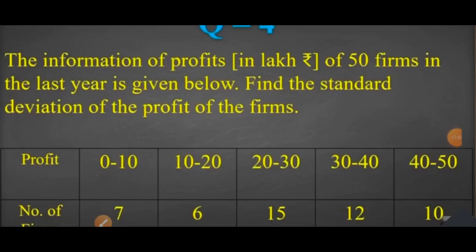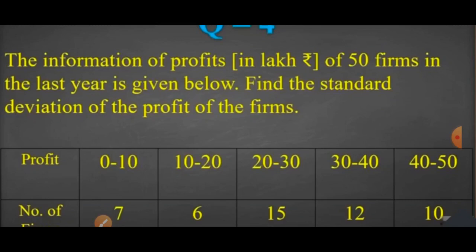Now sum number 4. The information of profits in lakhs of 50 firms in the last year is given below. Find the standard deviation of the profit of the firms. Profit given here in lakhs.